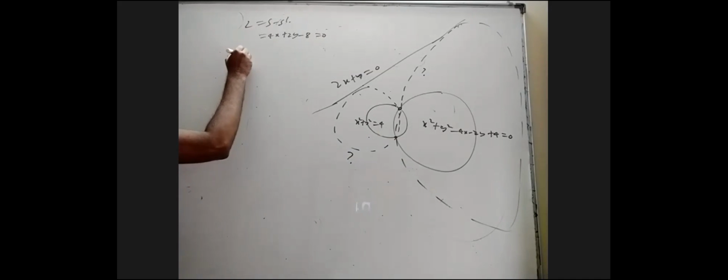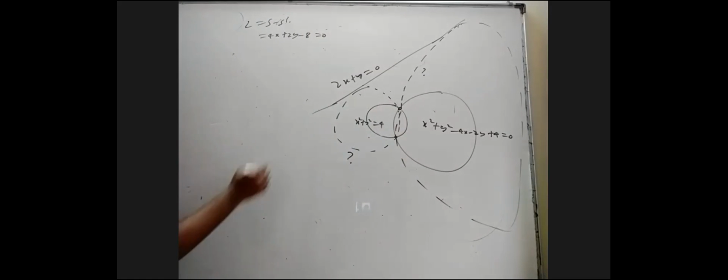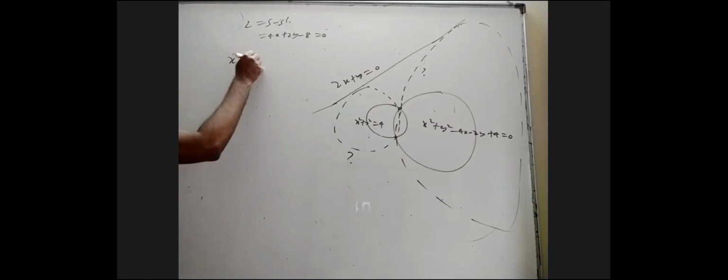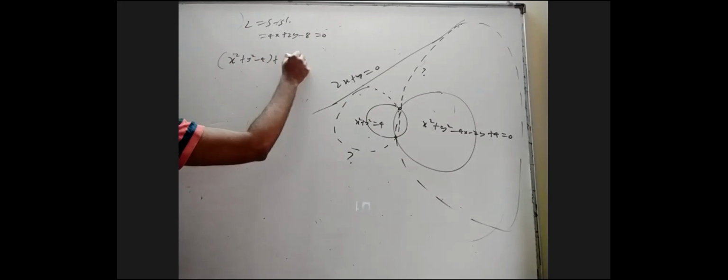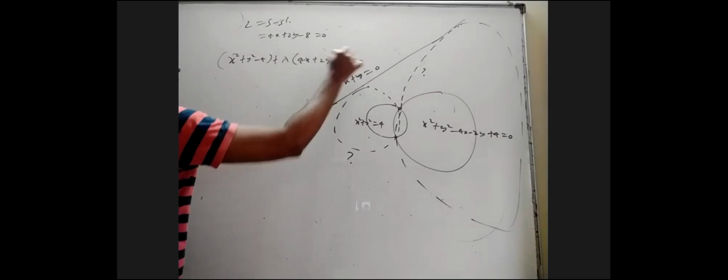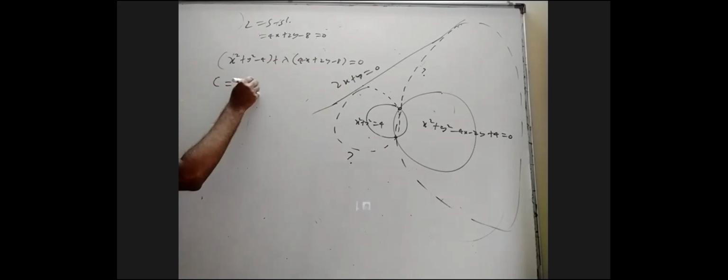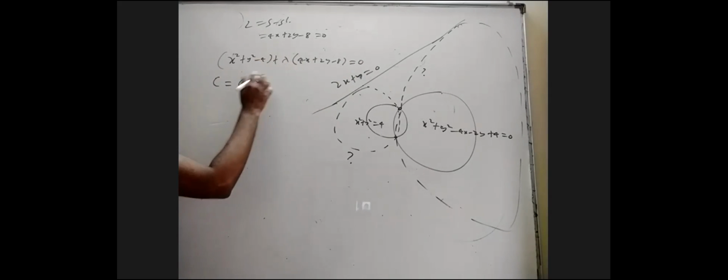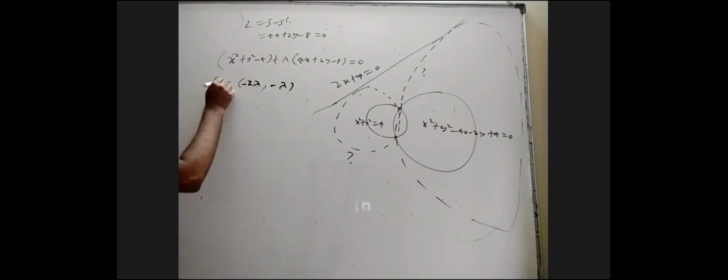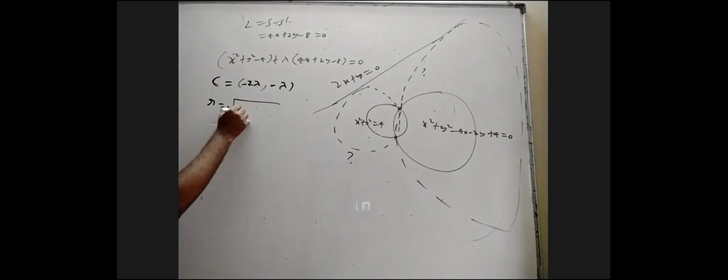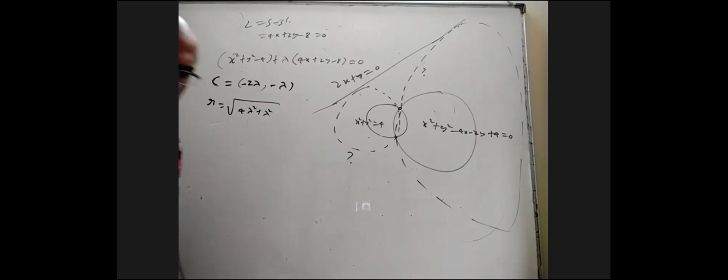Now, any circle passing through these two will be S plus lambda L. So x square plus y square minus 4 plus lambda into (4x plus 2y minus 8) equal to 0. This circle should touch this line. So what is the center? Minus 2 lambda comma minus lambda. The radius is root over 4 lambda square plus lambda square.